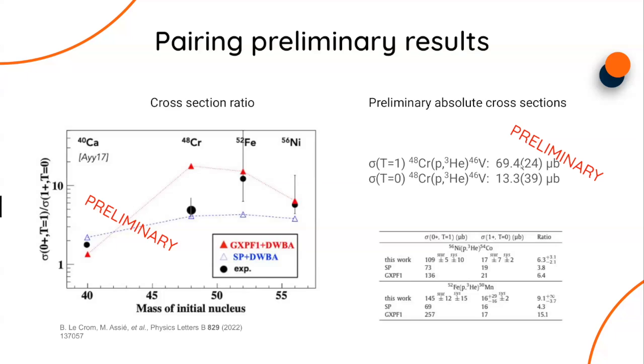So how to interpret these results? It seems that in this 48 chromium, deformation probably plays an important role in hindering the isovector channel a lot, to the point that probably both the isovector and isoscalar pairing channels have very low strength in this 48 chromium. So the explanation that we have is most likely the important deformation of this 48 chromium. And that's it for me.